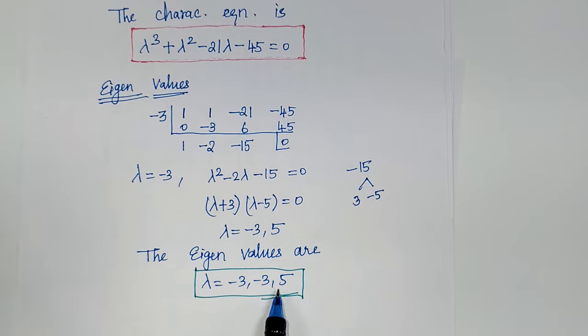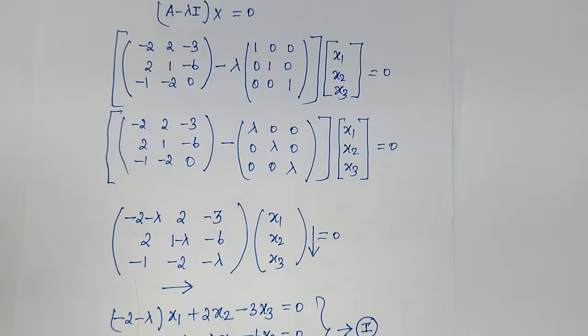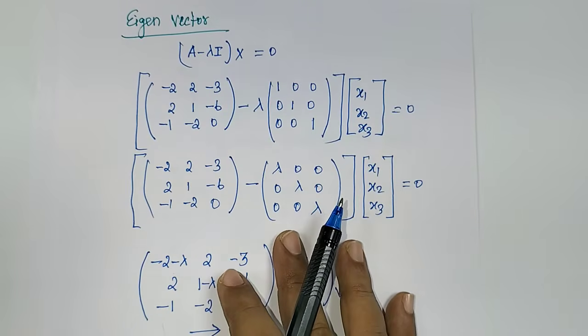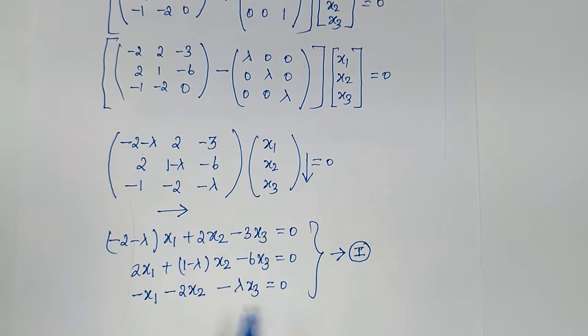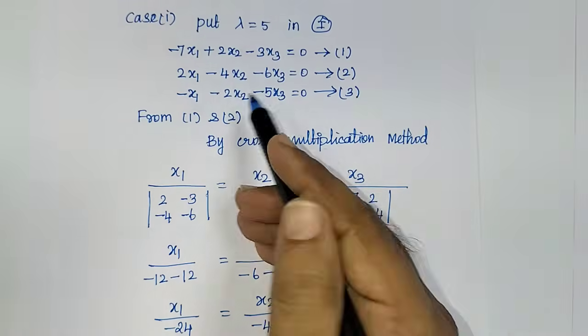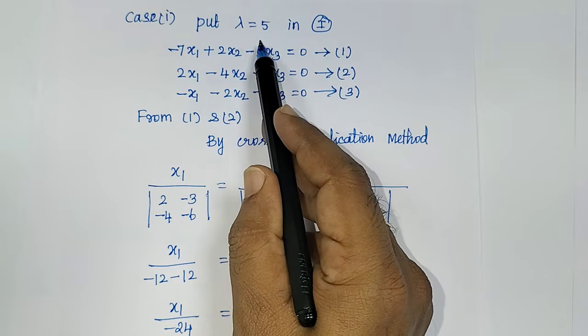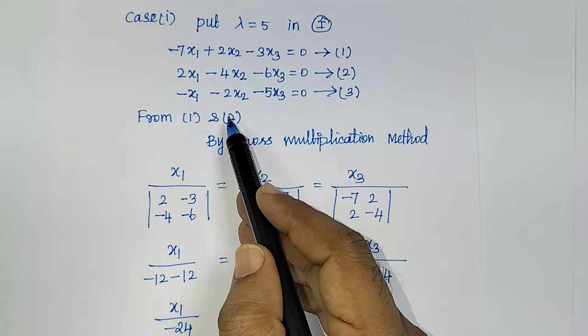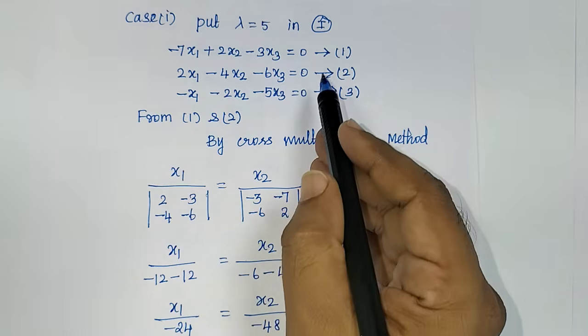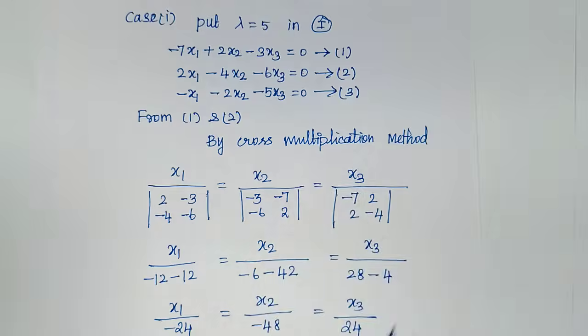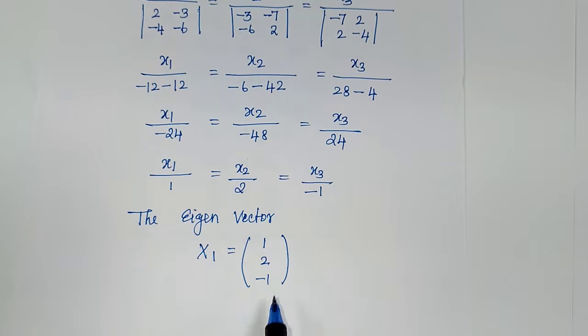Here we have repeated eigenvalue minus 3 and one non-repeated eigenvalue, a different one. First we have to find the eigenvector based on the non-repeated eigenvalue 5. So the procedure of finding the eigenvector is (A minus lambda I) into capital X equal to 0. From this you will get this equation. From this equation I am going to substitute lambda equal to 5. When I am substituting lambda equal to 5, I will get 3 different systems of linear equations. If we have different equations, we can apply the cross multiplication method. Take any two equations and apply cross multiplication method, you will get the eigenvector 1, 2, minus 1.